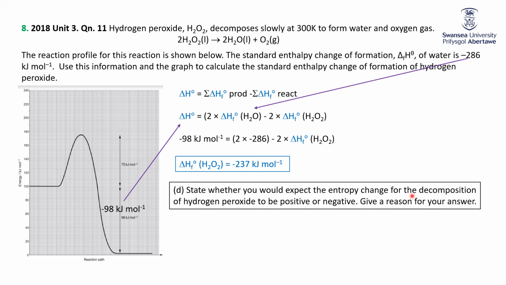Would we expect the entropy change for the decomposition of hydrogen peroxide to be positive or negative? Give a reason for your answer. Well, what do we have here? We've got 2 moles of a liquid going to 2 moles of a liquid, so not a whole heck of a lot of change there, but then making a gas. And if you make a gas on the product side, you can expect an increase in entropy, thus delta S will be positive.